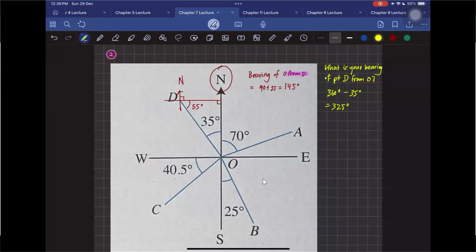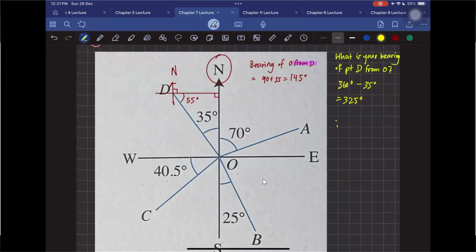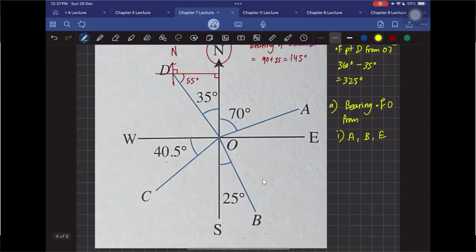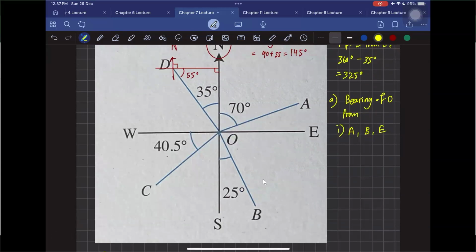Okay, let me write down a few questions. I wanted to find the bearing of O from points A, B, and E. So I'll just do one example.